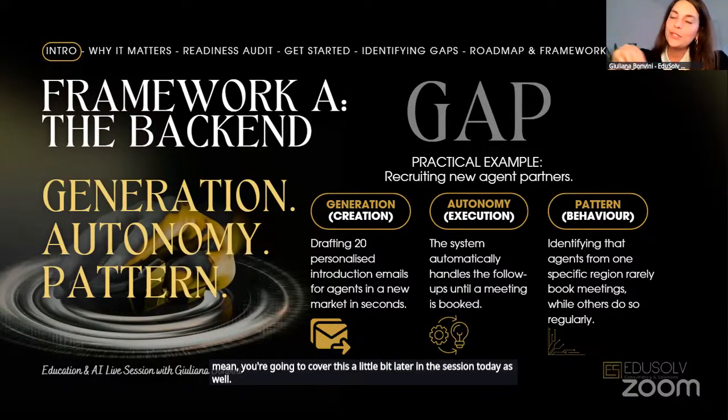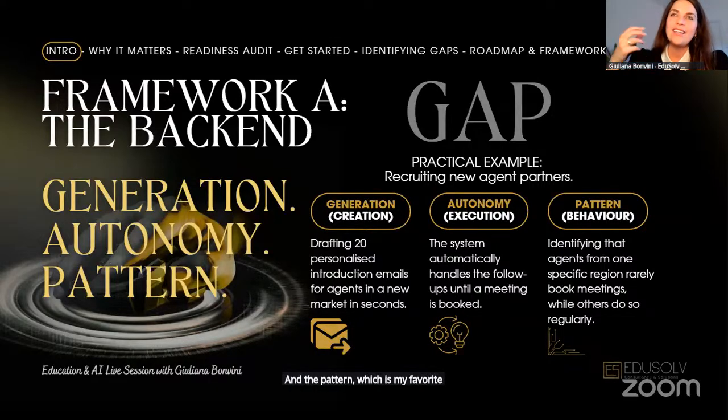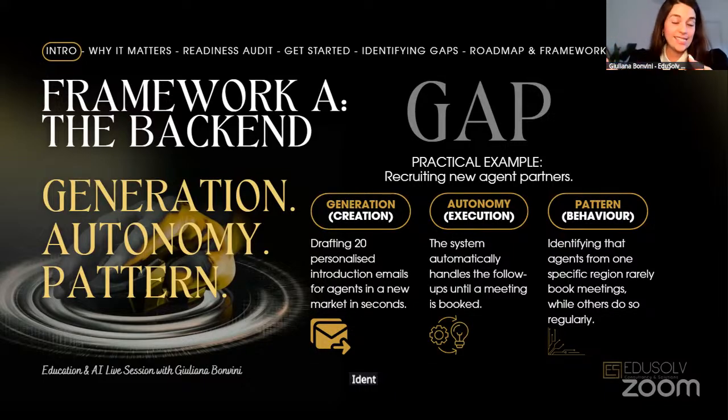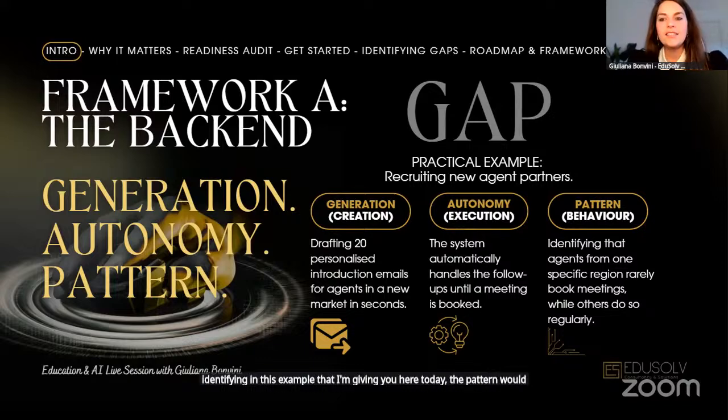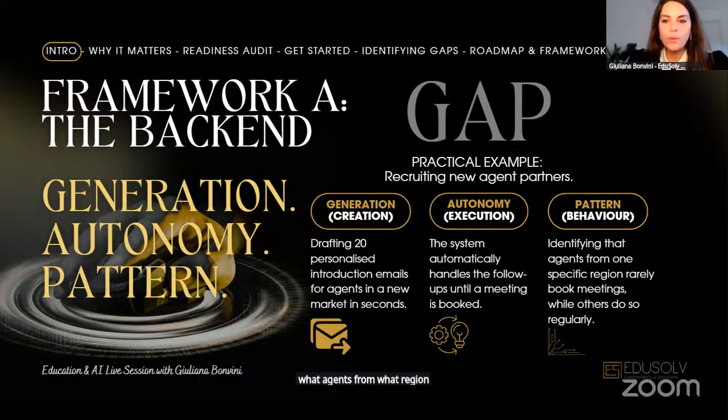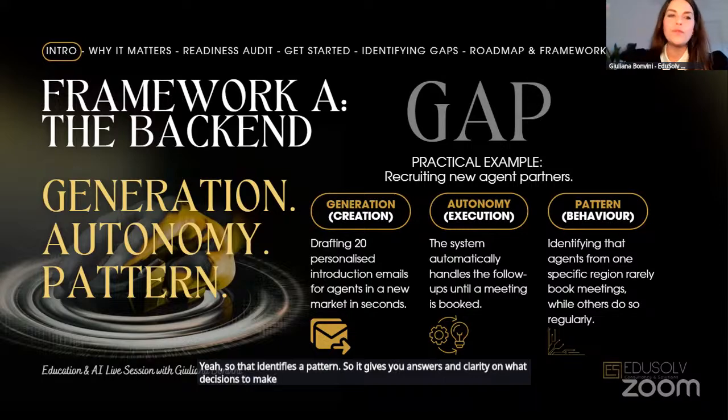And the pattern, which is my favorite, and where most of the value of AI lies, okay? Because that's about the behavior. Identifying, in this example that I'm giving you here today, the pattern would identify what agents from what region are booking meetings and which ones are not. So that identifies a pattern. So it gives you answers and clarity on what decisions to make and how to move to the next step.